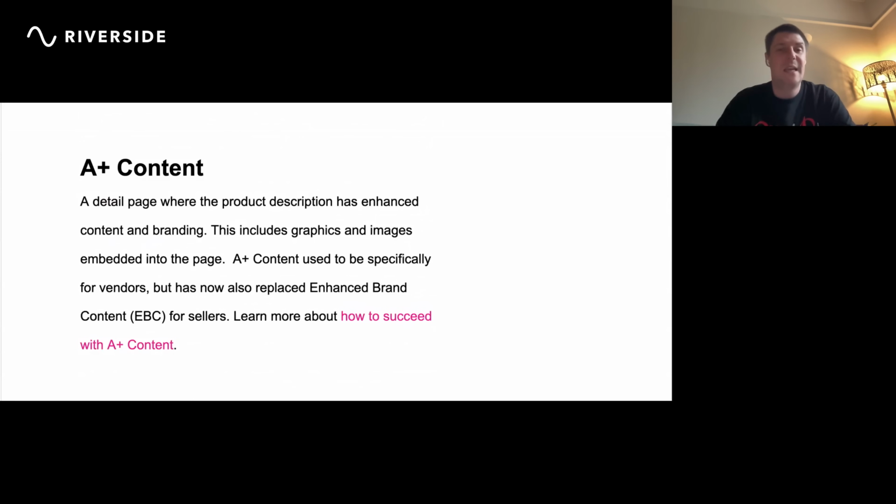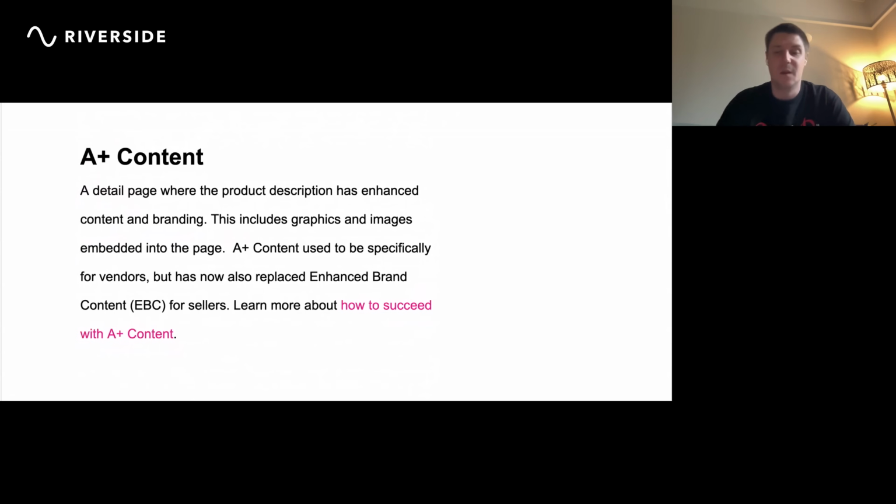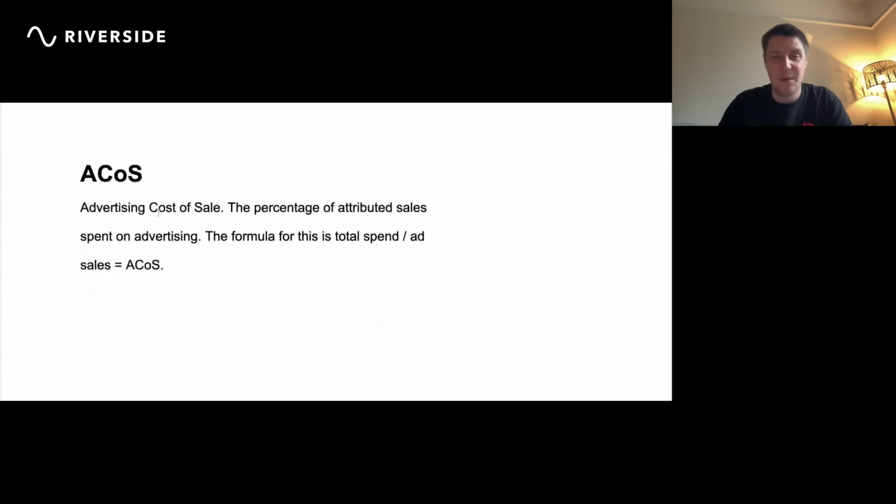ACoS. So this is the advertising cost of sale. This is going to be one of the key KPIs that many advertisers and sellers are interested in. This is how you can calculate how efficient your ad spend is. The formula for this is taking your total ad spend, dividing it by your ad sales, and then multiplying it by 100. If we switch over to the Amazon dashboard, it's actually one of the columns that you'll see.